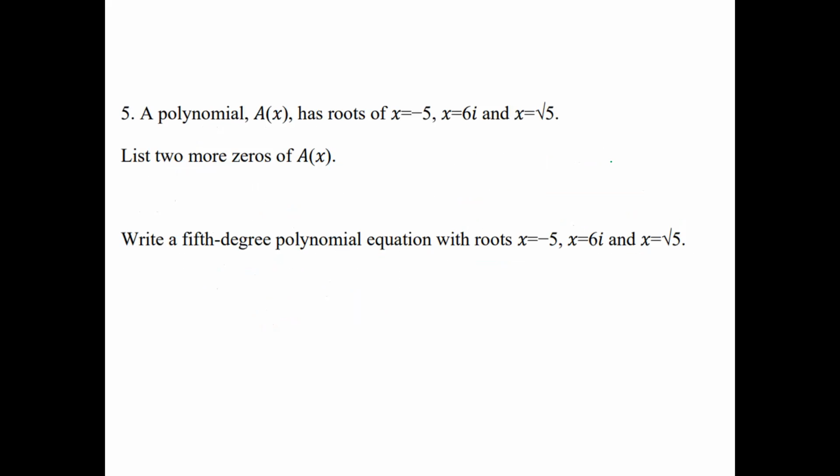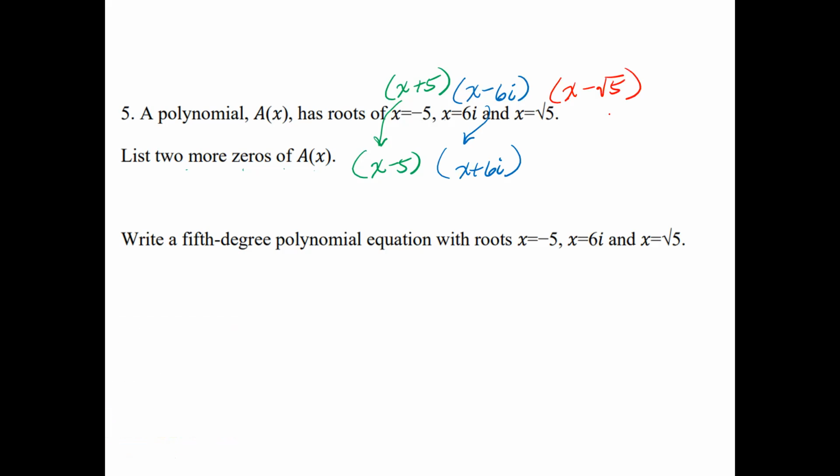All right, for example 5, I'm not gonna go over the entire thing. I'm just gonna briefly, a polynomial a of x has these roots. So these are the roots, okay? And it says list 2 more zeros of a of x. Well, I can list 3. I can just say, okay, my first zero is x plus 5. Opposite of that is x minus 5. So there's 1 root. X equals 6i. That's saying x minus 6i in the parentheses. If I rewrite that, x plus 6i. This one's x minus square root of 5. So I had to rewrite that, x plus square root of 5. So those are all 6 different roots to the 0.